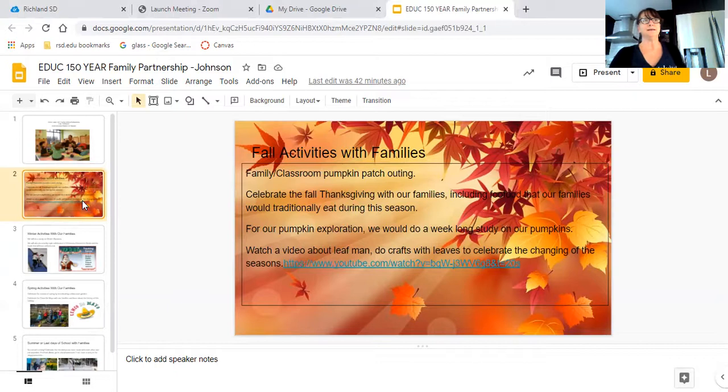Again, involve those families. I think that family partnership is so important. And I know sometimes it's really easy to just not have the parents in there, but I think if you can really wrap your families around your students and your curriculum, it's going to be so much richer.